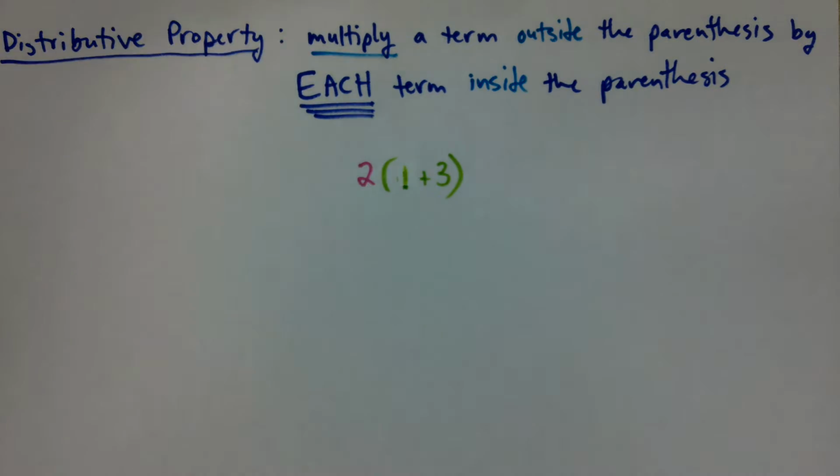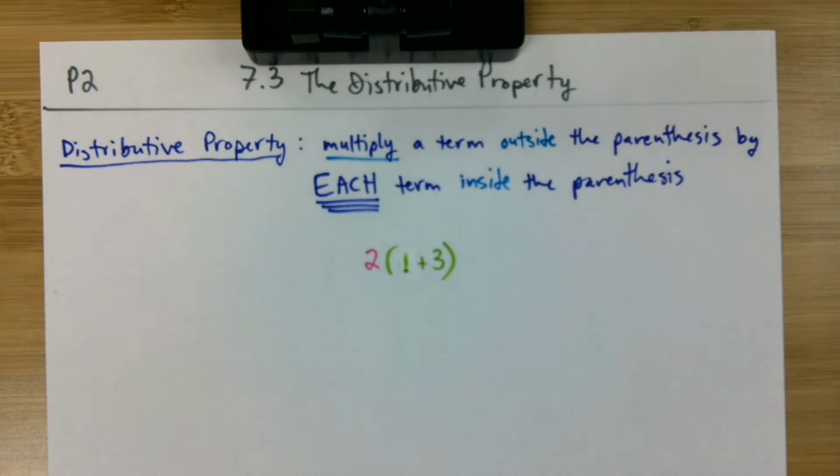So, like we talked about last year in 7th grade, the distributive property is basically just allowing us to multiply a term outside of some parentheses by each and every term on the inside of the parentheses, right? We're distributing that outside number to everyone on the inside of the parentheses, right?